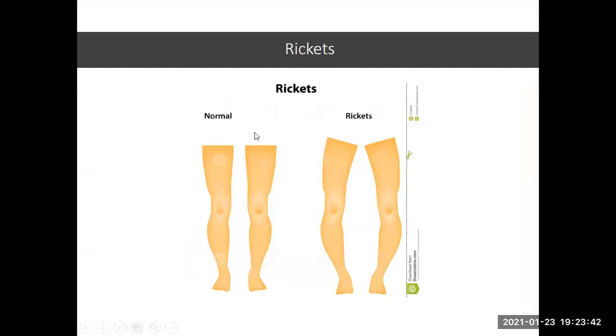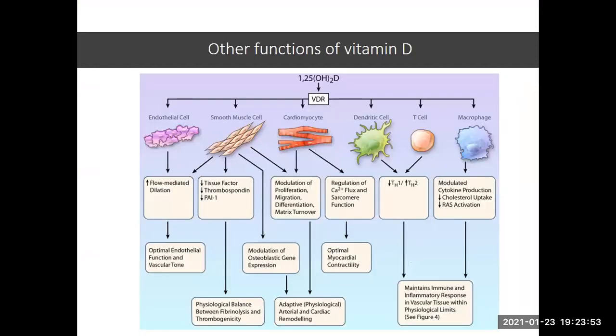Deficiency of vitamin D in children will lead to rickets because of the softness of the bones, a defect in mineralization of the bone. In adults, it will lead to osteomalacia. There are other vitamin D functions besides the effect on calcium metabolism and bone formation. It can affect endothelial function, smooth muscle cell, cardiomyocyte, dendritic cell, immunity, T cell, and macrophages. So it has a pleiotropic effect. It can work on different tissues as well.